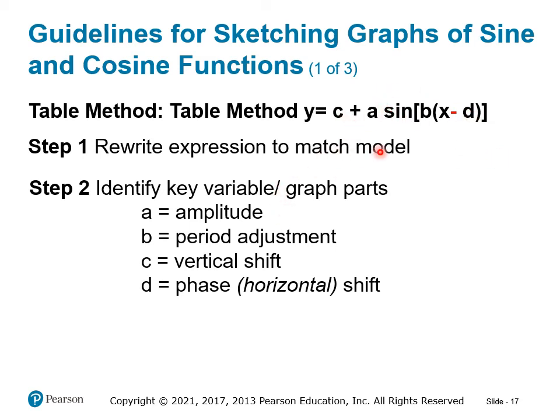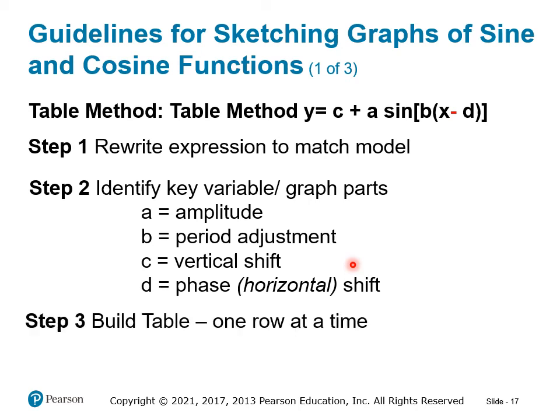A is the amplitude, B is the period adjustment, and make sure it's outside of the parentheses when you're multiplying times x, okay, because that will affect the period shift. I'm sorry, it will affect the phase shift. C is your vertical shift, any constant outside of the function, and D is your phase shift, which is also the shift left and right or horizontally.